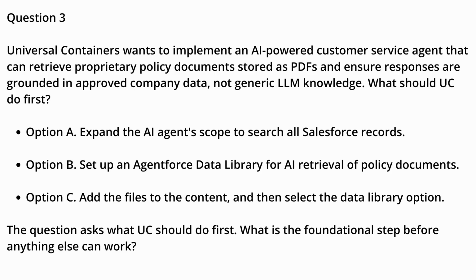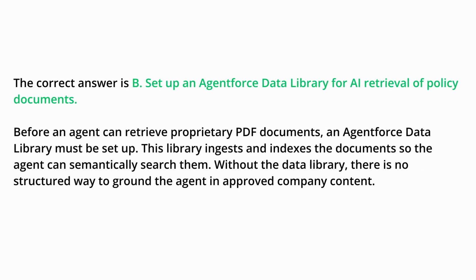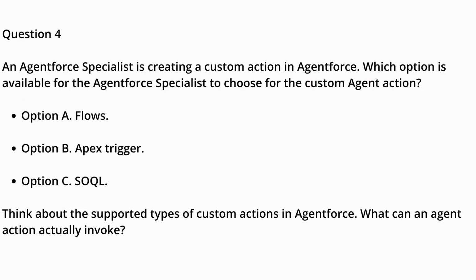The question asks what UC should do first. What is the foundational step before anything else can work? The correct answer is B. Set up an Agentforce Data Library for AI retrieval of policy documents. Before an agent can retrieve proprietary PDF documents, an Agentforce Data Library must be set up. This library ingests and indexes the documents so the agent can semantically search them. Without the data library, there is no structured way to ground the agent in approved company content.